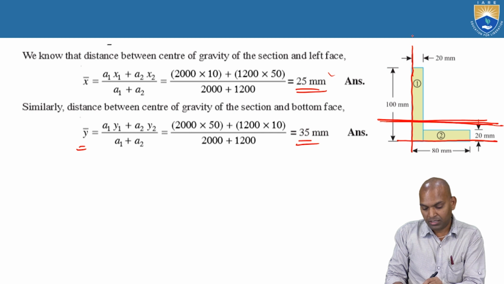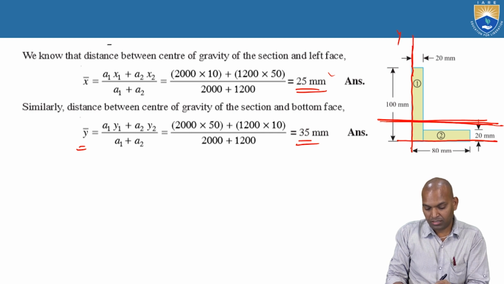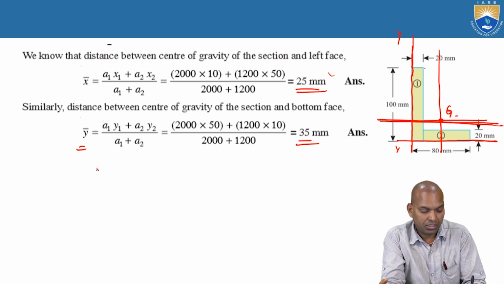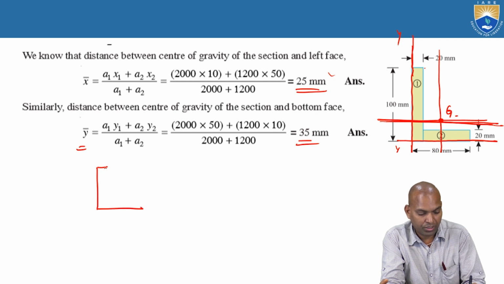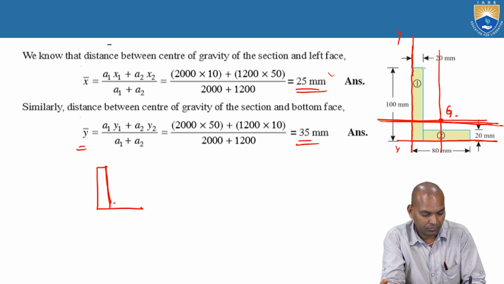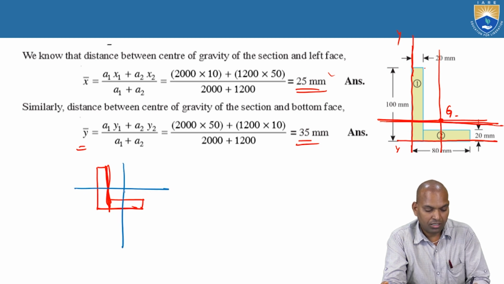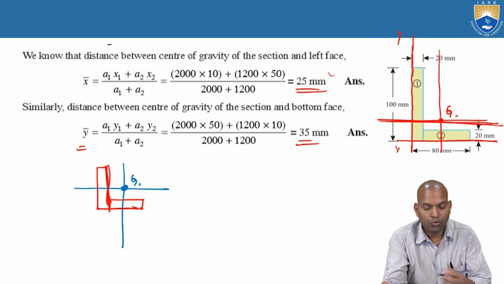Now, from here, this is the reference axis. Bar Y is 35. This is 20 plus 15. It is approximately here, this is the centroid. This is the G point. The centroid point of the L section, where is the L section centroid point? It is not on the geometry. It is outside the geometry.